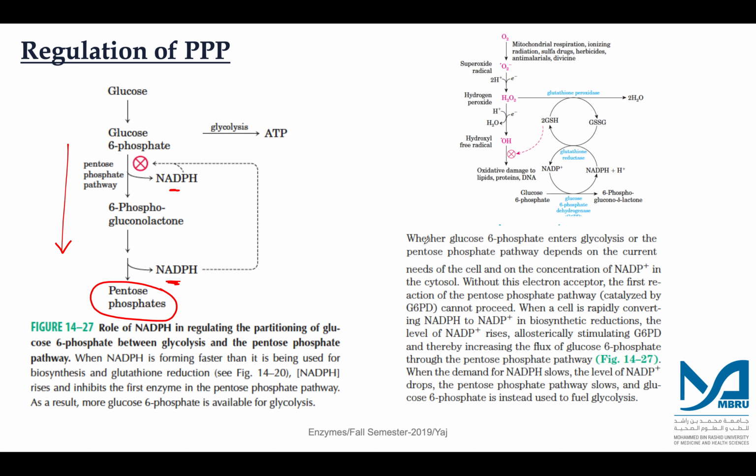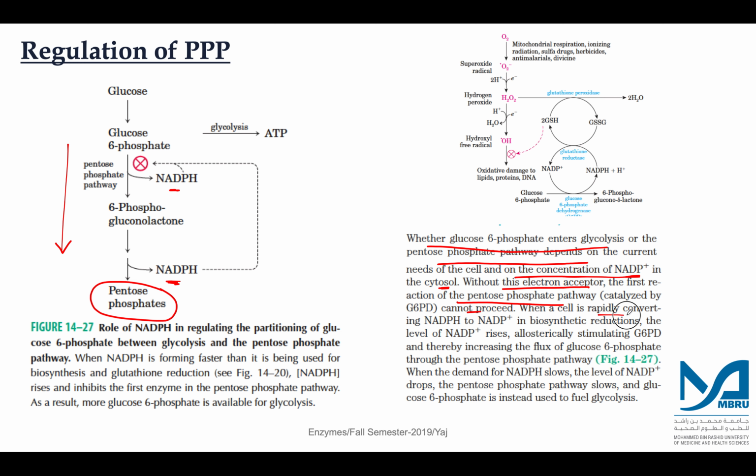So if you look at it, whether glucose 6 phosphate enters glycolysis or the pentose phosphate pathway depends on the current needs of the cell, and on the concentration of NADP in the cytosol. Without the electron acceptor, the first reaction of the pentose phosphate pathway cannot proceed.